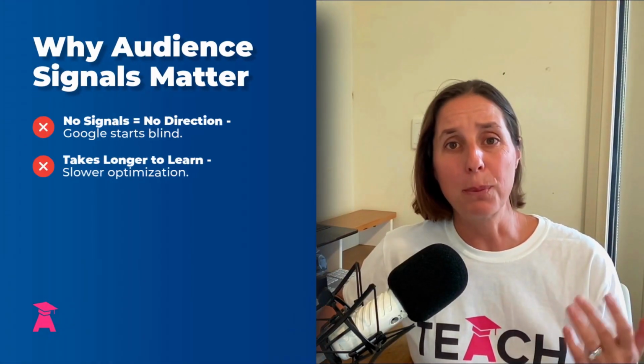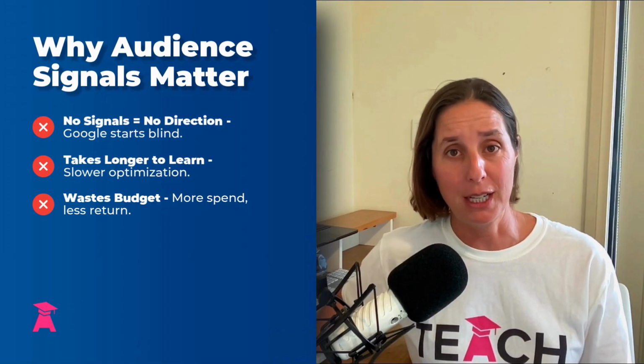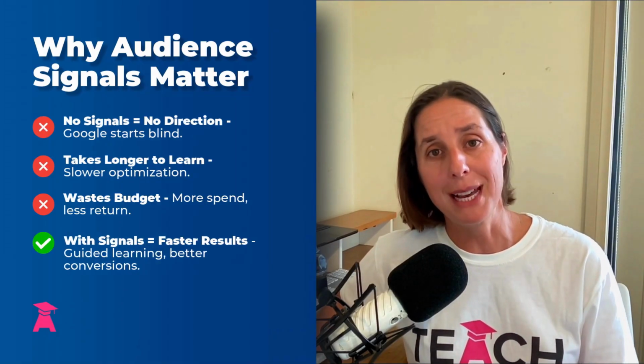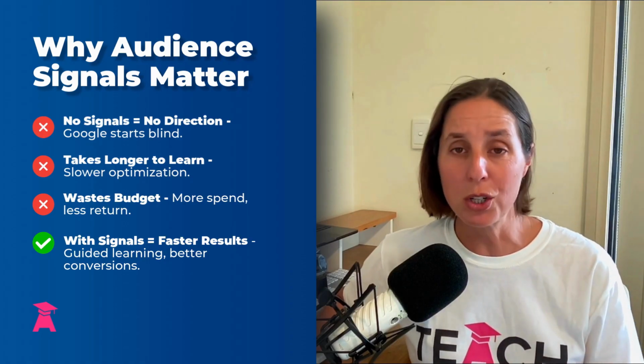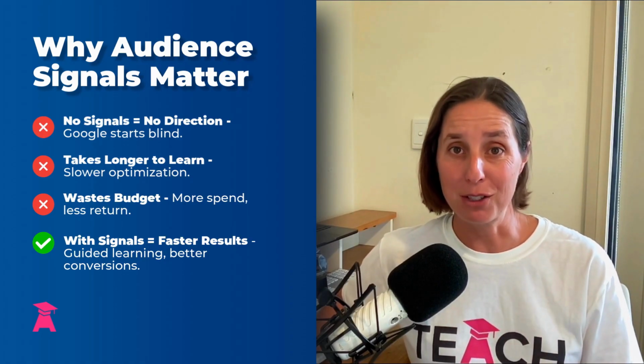So if you're launching a Performance Max campaign without audience signals, it's kind of like sending a salesperson into a city with no leads and no map. They may or may not figure it out eventually, but it'll take way longer, cost way more money, and you'll burn way more budget in the process. So you want to give the algorithm a head start, and it will reward you with faster and better results. Hopefully that clarifies how audience signals actually work.